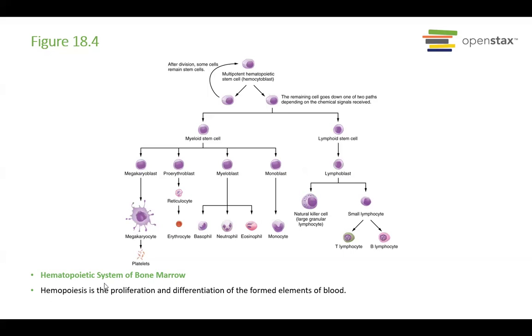Okay, hematopoietic stem cells of the bone marrow. So hematopoiesis is the proliferation and differentiation of these, and they are all known as the formed elements. That's very important. What are the formed elements? They are the cells that come out of these two lineages, your lymphoid stem cell and your myeloid stem cell.